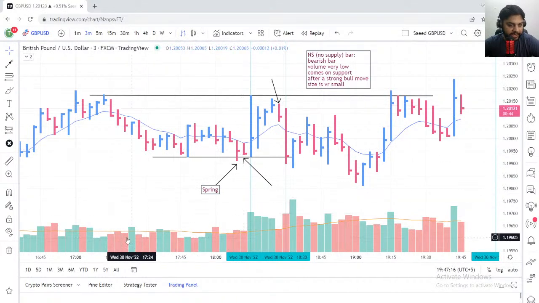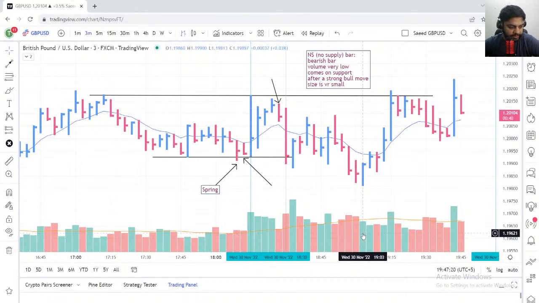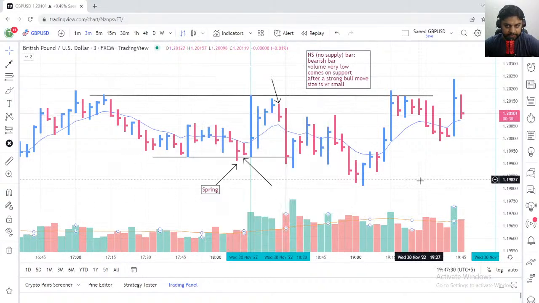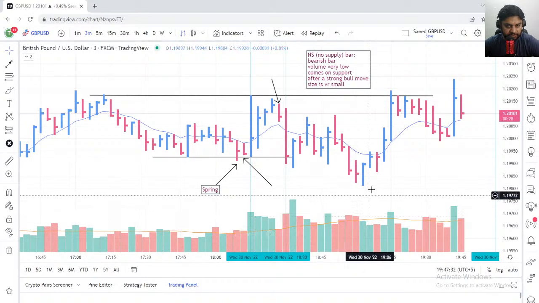Okay, the orange line in volumes is actually the moving average of the volumes. Vinodji, look at this. If I double click this, it will show me volume MA. If I uncheck this, you don't have any line. If I check this, then this orange line appears, which is the moving average of the volumes.